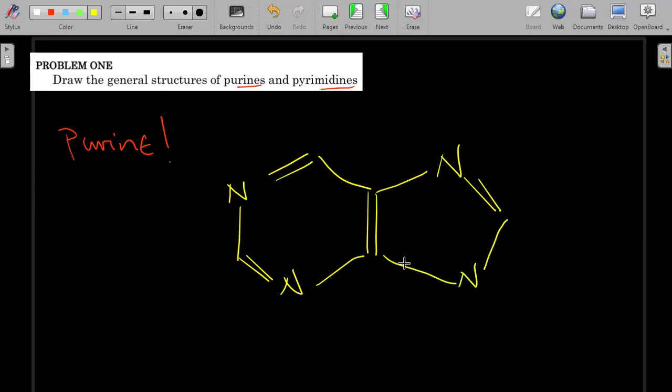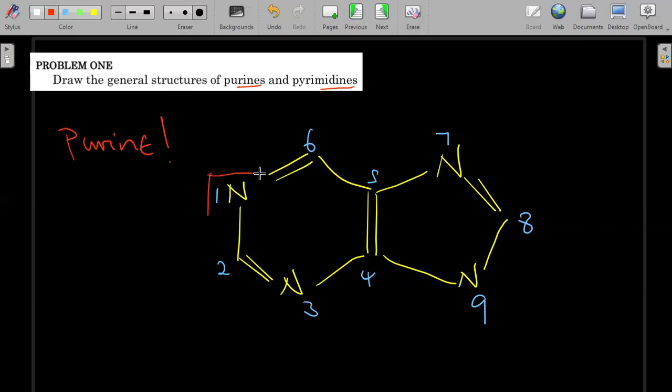So this structure that I've drawn here is the general structure of purines. We number it like this: 1, 2, and then 3, 4, and then 5, 6, and then 7, and then 8, and then 9. We can see that in total, these purines are just 9-membered rings.